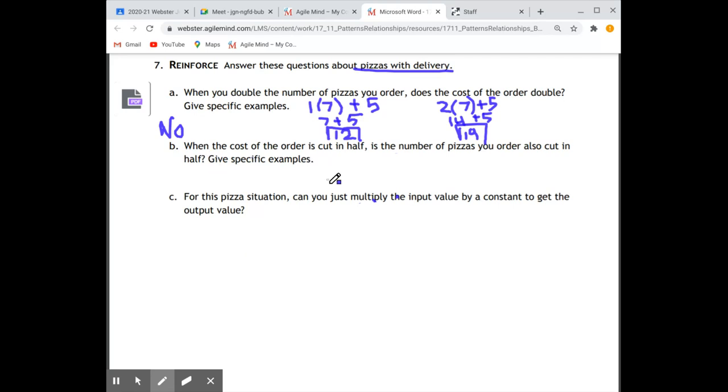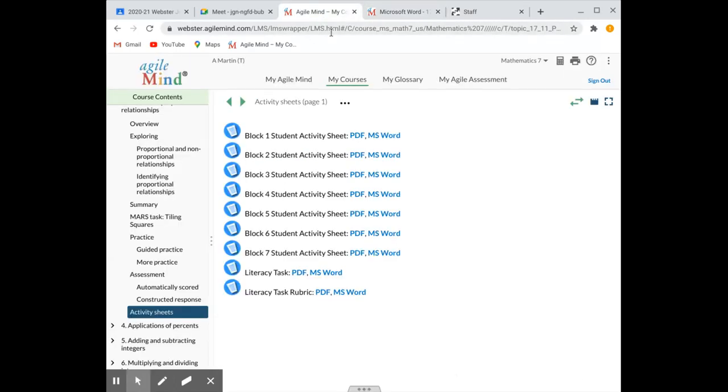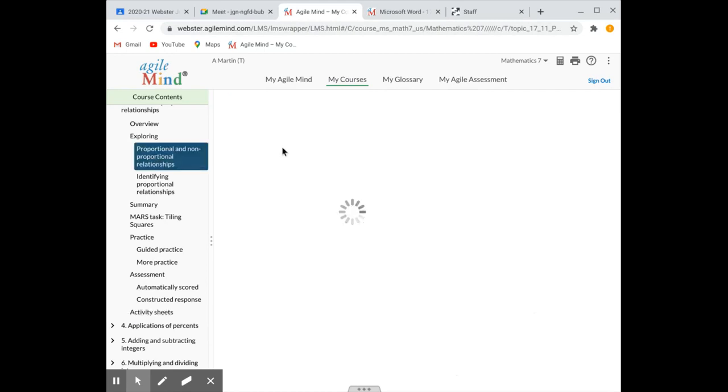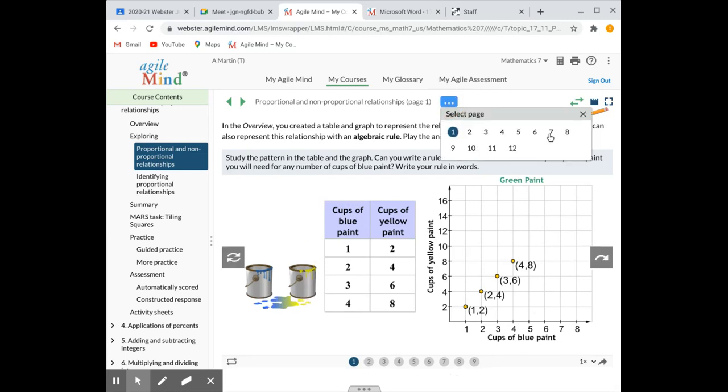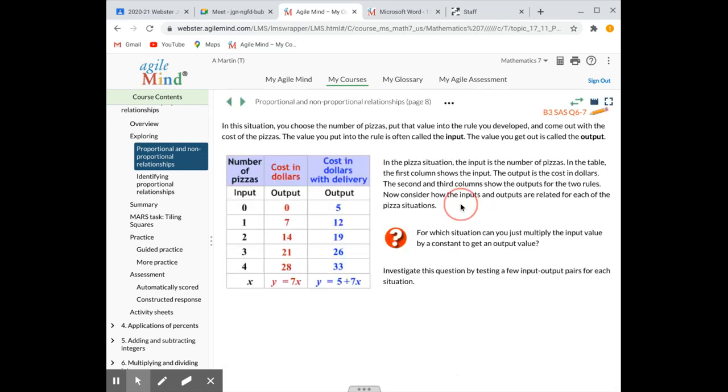So it says, when the cost of the order is cut in half, is the number of pizzas you order also cut in half? Give specific examples. So I want you to think back to what we were looking at a while ago, looking at our graph, which was on page 8. Where do you notice that the cost is doubled? Is it doubled anywhere on the delivery? Well, it's never doubled. It just goes up in numbers.